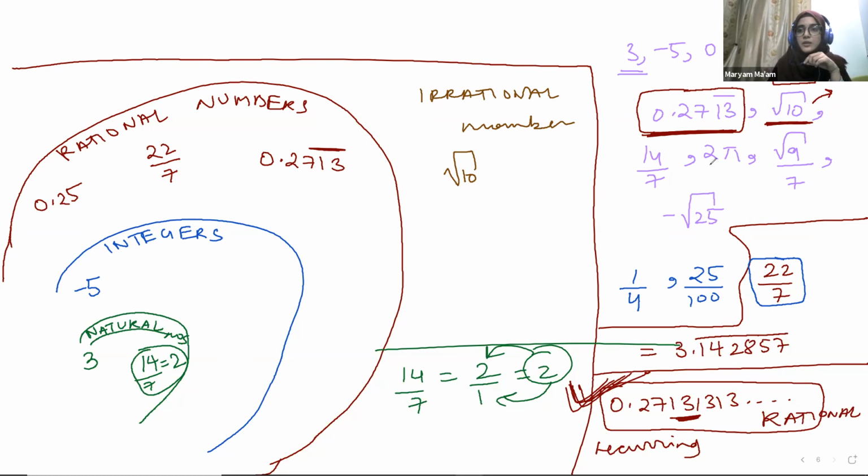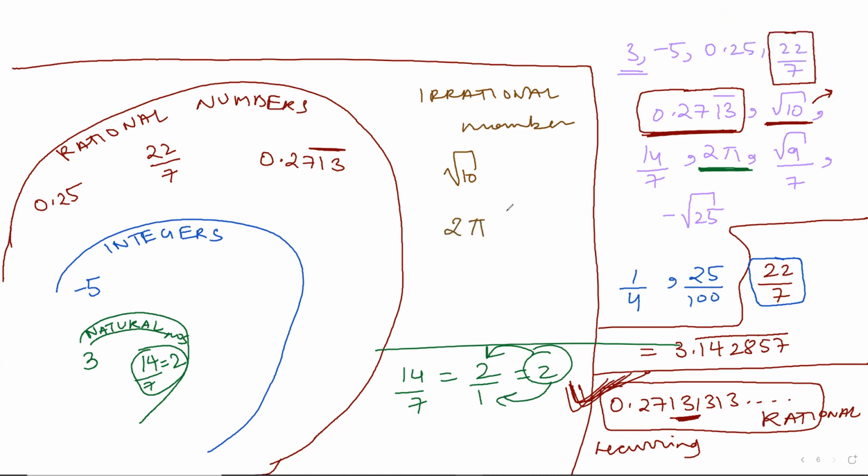Now, next, let's look at 2 pi. So, Hamna, can you tell me 2 pi? It's irrational. What do you think, Zoya? Ma'am, irrational. Why is it irrational? Because it is a multiple of pi. We know that pi is irrational, so any multiple of pi will also be irrational, right? So we have 2 pi. Yes, ma'am. Now, Veer, can you tell me root 9 by 7?